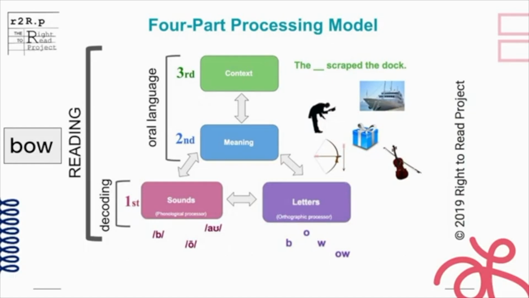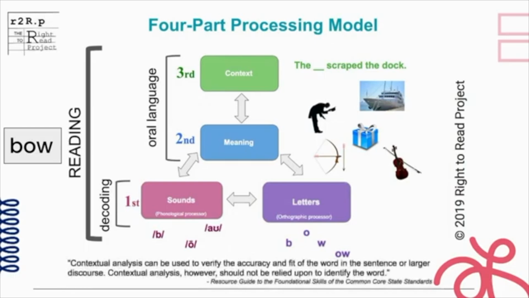So in essence, the idea that the brain uses meaning, structure, and visual information is not wrong. But what it does show us is that the brain must first process the visual information before using contextual information to verify the accuracy and fit of the word in the sentence. Contextual analysis should not be relied upon to identify the word in the first place.